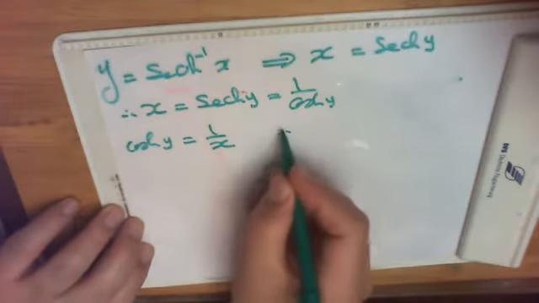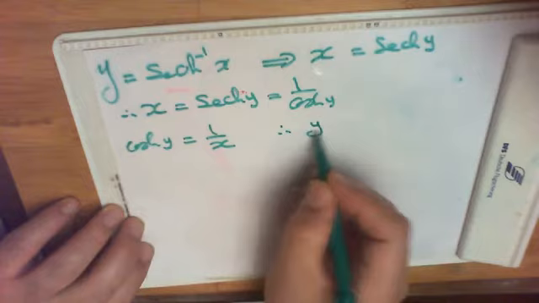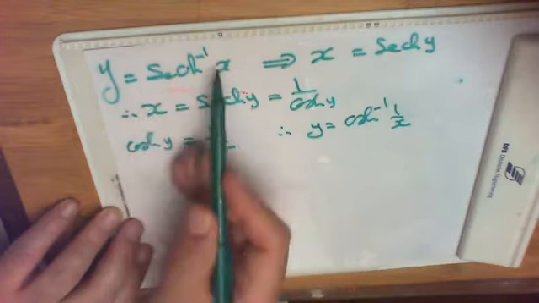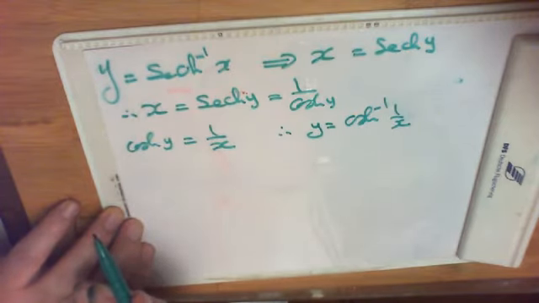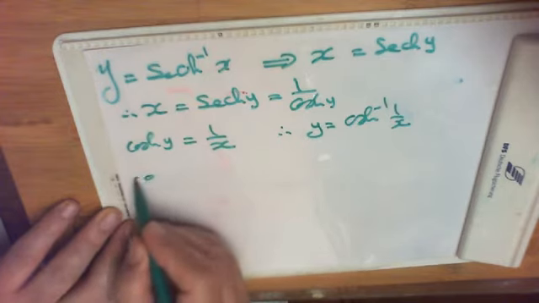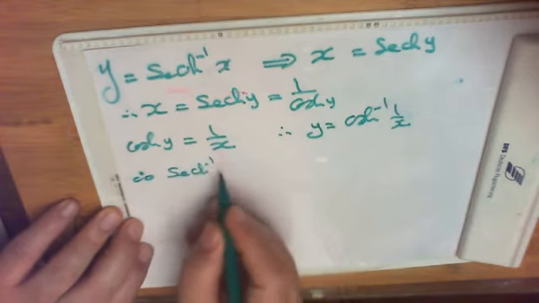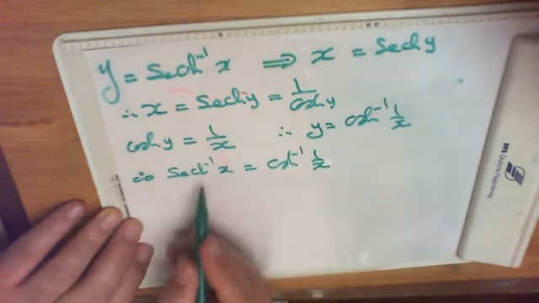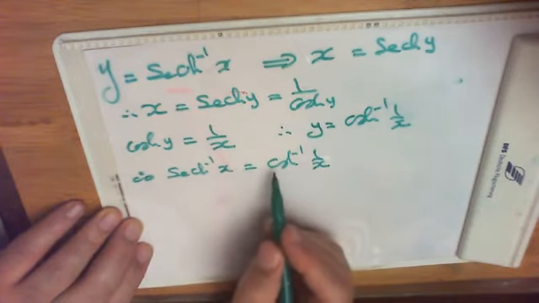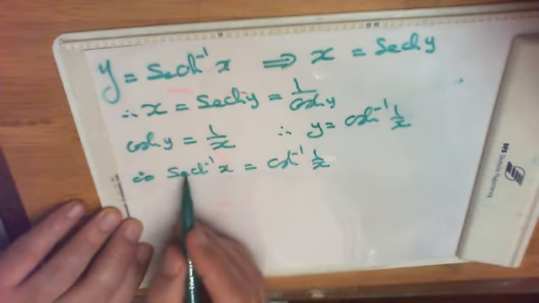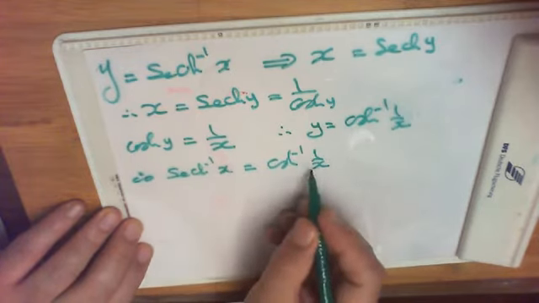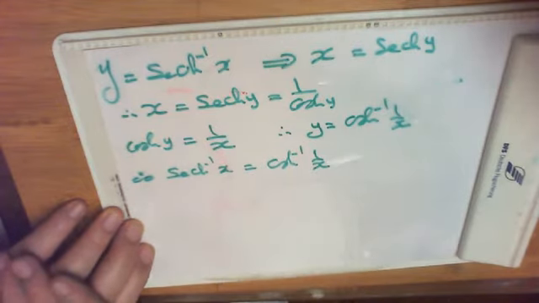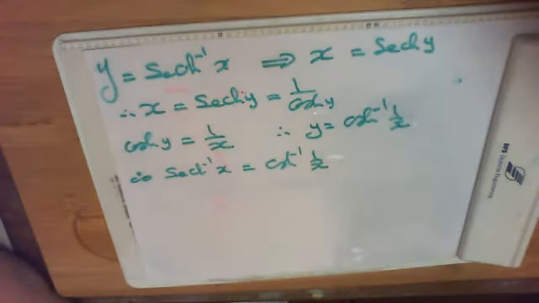So directly, y equals cosine minus 1 of 1 over x. But y is sech minus 1 of x. Therefore, sech minus 1 of x equals cosine minus 1 of 1 over x. So we can make use of cosine minus 1 to express sech minus 1. How? By replacing every x in the expression of cosine minus 1 by 1 over x instead of x.